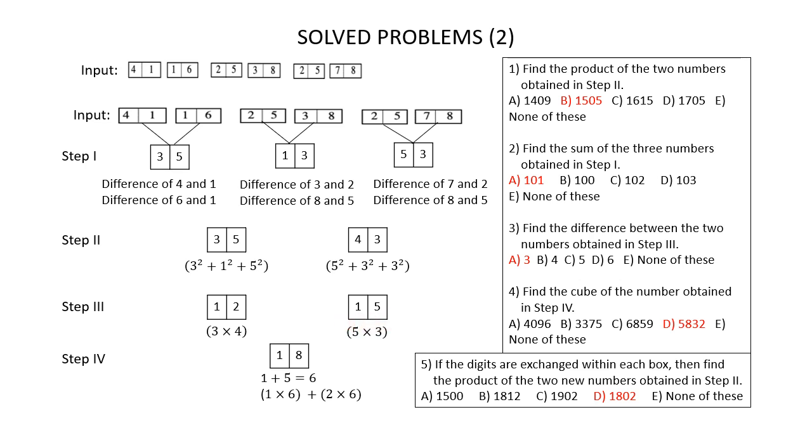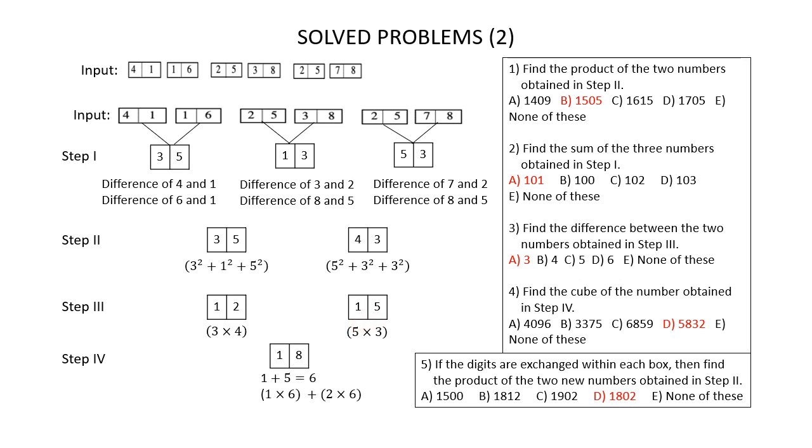This means 3 multiplied by 4 is 12 and 12 is the first number of step 3. 5 multiplied by 3 is 15 and 15 is the second number of step 3. So write 12 and 15 within a box and split each of these numbers into their respective digits.